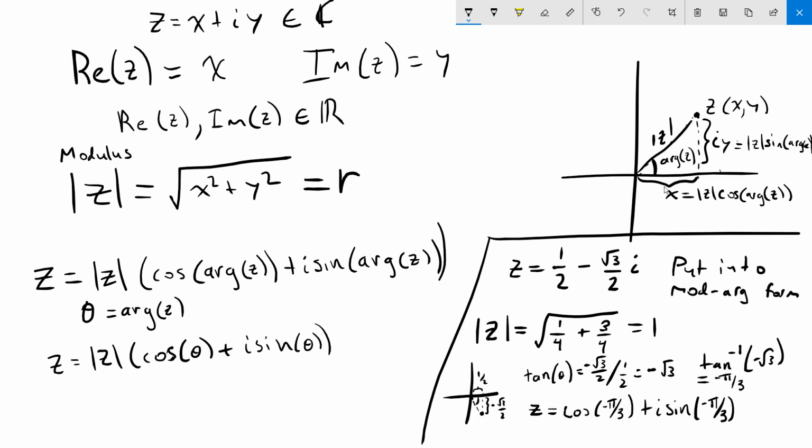All right, so really quickly verify to yourself that if you were to plug this into a calculator, cosine of minus pi over 3 does in fact give you 1/2, and sine of minus pi over 3 does in fact give you minus root 3 over 2. Right, makes sense? Okay. So let's try a couple more things real quick.